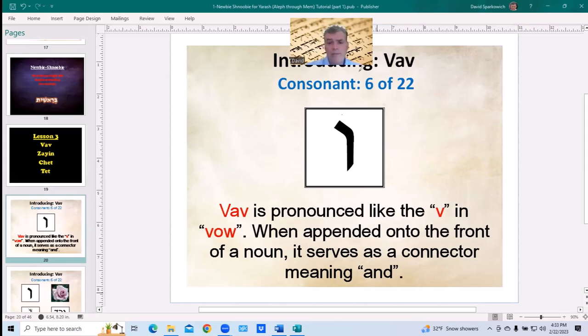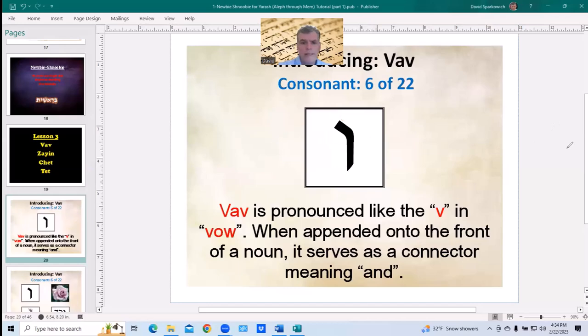When it behaves like a vowel, you will see a little dot on top, or it may have a dot down here in the belly, but it will not have both in most cases. The vowel with the dot on the top is called cholam vav. It says O. The second vowel has a dot in the middle, in the belly. It would be pronounced U, and that is a U class vowel.